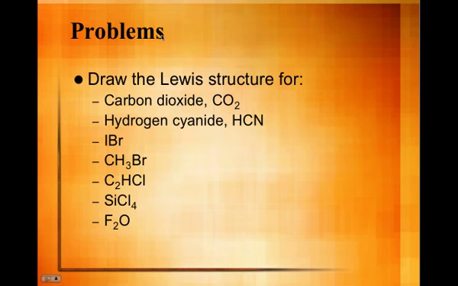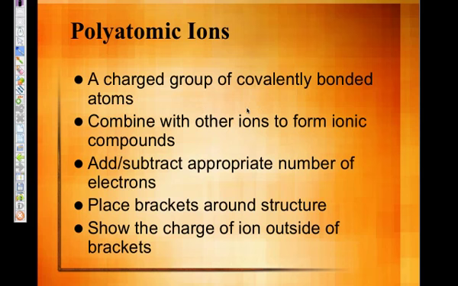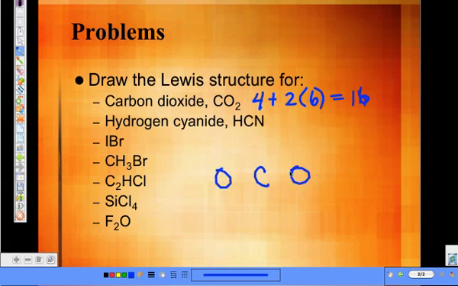Carbon dioxide. So carbon has how many valence electrons? 4 plus 2 times 6. So that's 16. Which atom should be in the central? Carbon, and then there'd be 2 oxygens.